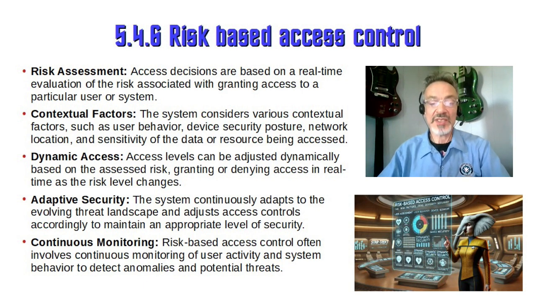authentication. Adaptive security. Risk-based access control is adaptive to the evolving threat landscape. As risks change, the system continuously adjusts access controls to maintain an appropriate level of security. And continuous monitoring. Often this model involves continuous monitoring of user activity and system behavior. If any anomalies or potential threats are detected, the system can adjust access levels in real time. For the exam, you'll need to understand that risk-based access control overlaps with other controls, but is especially useful in environments where security threats are constantly changing. Flexibility is key.